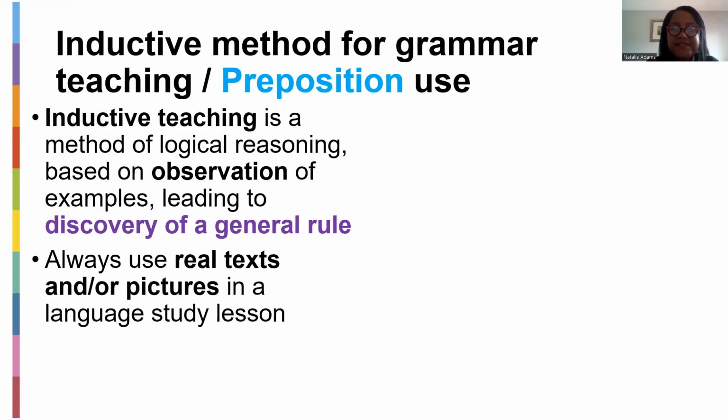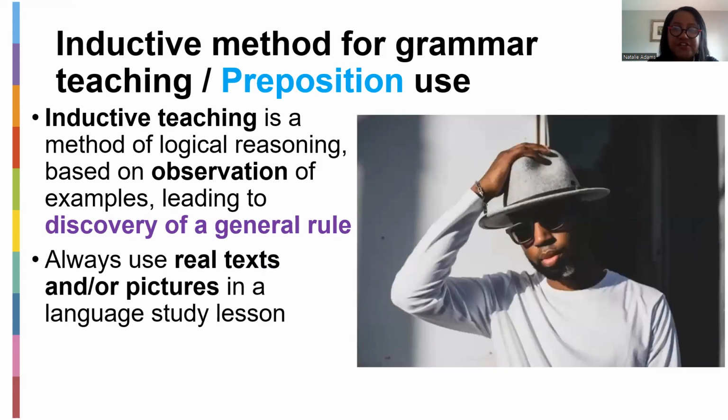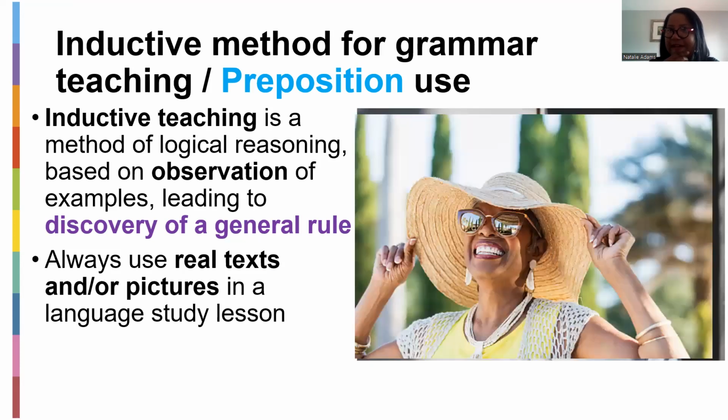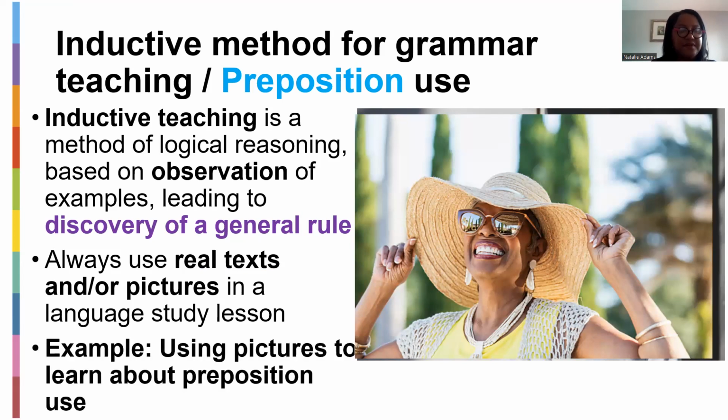Always use real text and or pictures in the language study lesson. For example, in this picture, prepositions, where's the hat? You can ask them, where's the hat? It's on top of his head. That's how they learn "on". That's how they learn something new. Again, you can use her earrings, which are on her ears. You show them the picture, and you can ask them, where will you find her earrings? It's on her ears, etc.